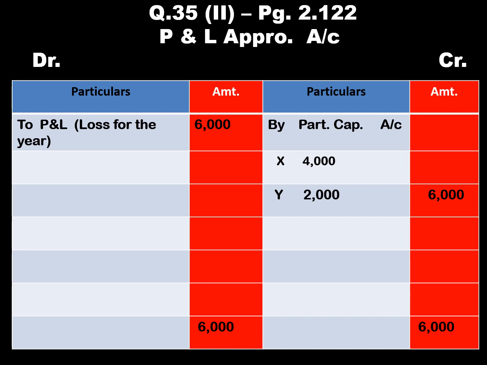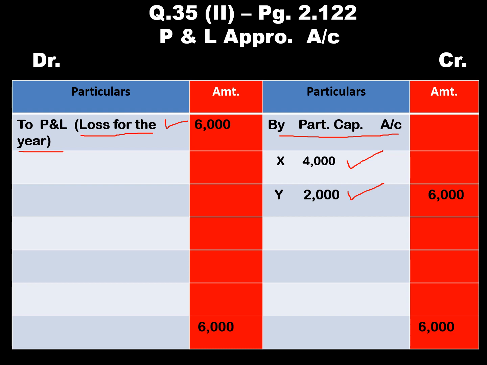In the second part, this time there is a loss. As we know, if we have a loss in the firm, and even if interest on capital is specified in the partnership deed, we do not provide any interest to the partners. So this loss will be distributed among the partners in their profit sharing ratio. We will write on the credit side, because now we are dealing with a loss, by partners' capital accounts, X and Y in the ratio 2:1. So X will bear a loss of 4,000 rupees and Y will bear a loss of 2,000 rupees.